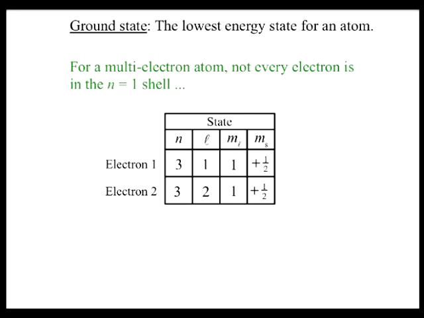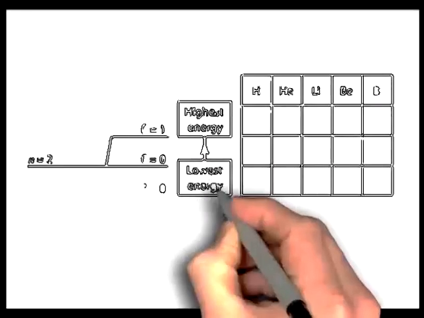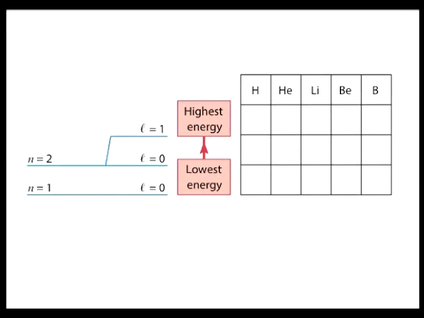With the aid of the Pauli exclusion principle, we can determine which energy levels are occupied by the electrons in an atom in its ground state, as we now demonstrate. Suppose we want to know which energy levels in this diagram are occupied by the electrons in the ground state of hydrogen, 1 electron, helium, 2 electrons, lithium, 3 electrons, beryllium, 4 electrons, and boron, 5 electrons.